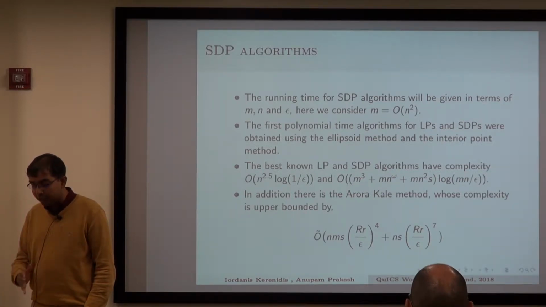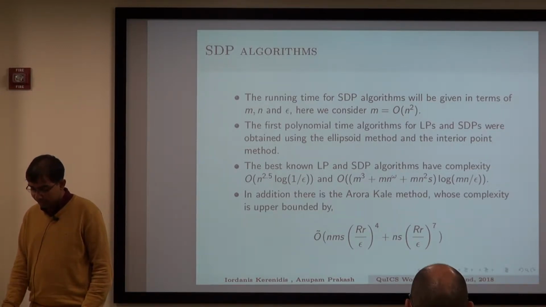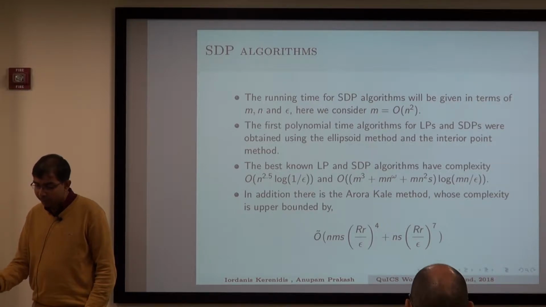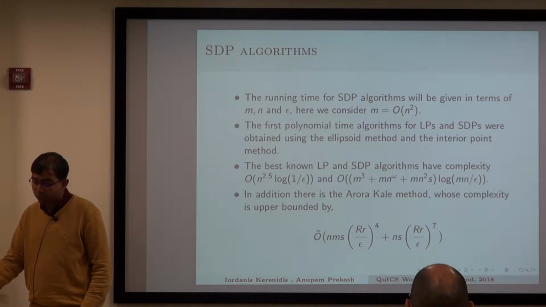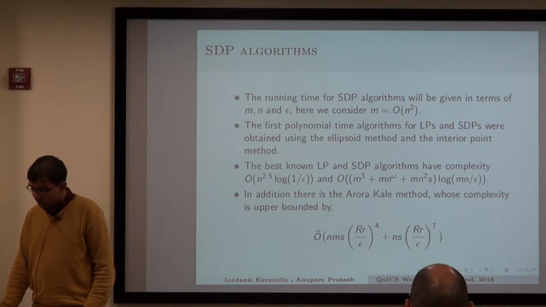The best state-of-the-art classical algorithms for LPs and SDPs respectively have complexity n^2.5 log(1/epsilon) for the LPs. And for the SDPs, it's a bit more complicated: it's order m^3 plus m n^omega, where omega is the exponent of matrix multiplication, which is less than 2.37. So in the worst case, the SDP algorithm is like order n^6, which is a large polynomial. And the LP algorithm is n^2.5.